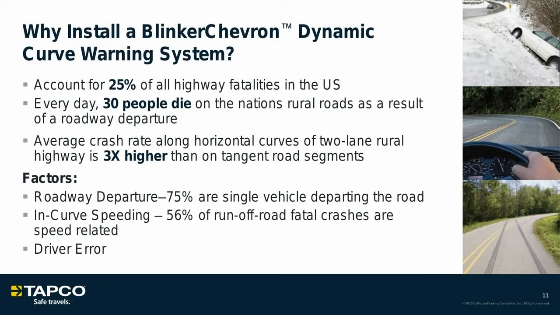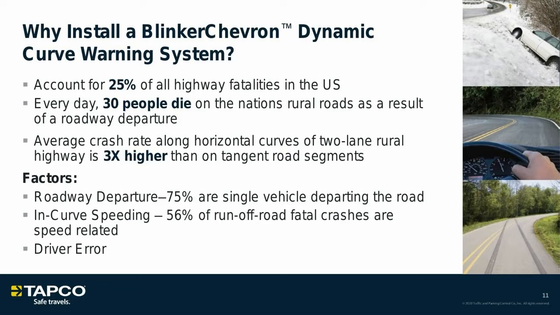So as they enter the curve too fast, most curves have an advisory speed. We will try to utilize that advisory speed in the development of our system. We want to make sure that we reduce that speed, get them to the curve safely, and obviously onto the road where it's much safer. And obviously, the last thing is driver error, whether that's distracted driving or whatever it may be. That's just another factor that goes into those numbers that you see at the top of this slide.